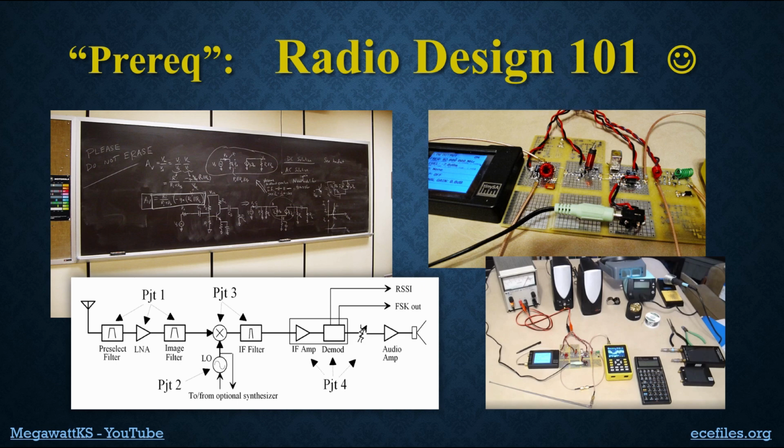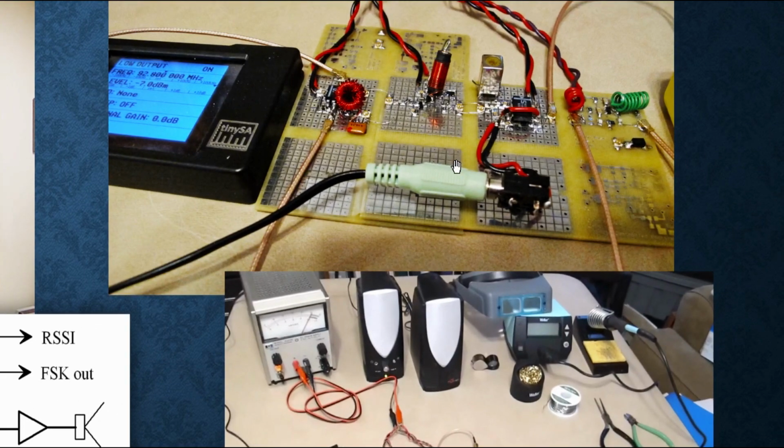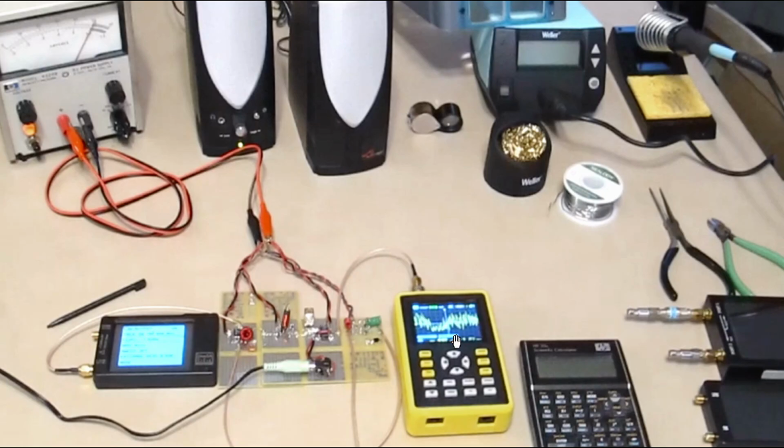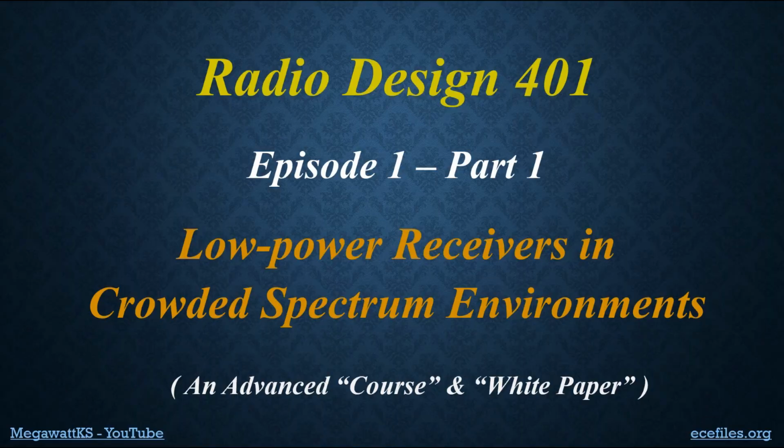If you haven't seen those previous videos, here's what it looked like at the end of that. We put together a full FM broadcast band receiver, and we tested it out using equipment like the tiny spectrum analyzer and small oscilloscopes and so forth that people can generally buy for not too much money these days. At the end of that video series, we had this working. We listened to it on these speakers and we picked up several channels, and it was pretty cool. But back to Radio Design 401.